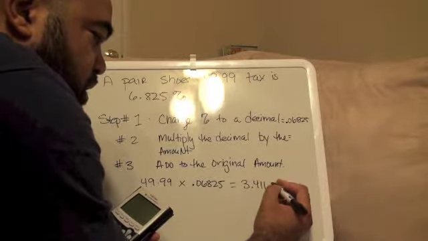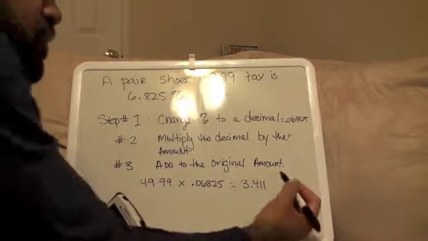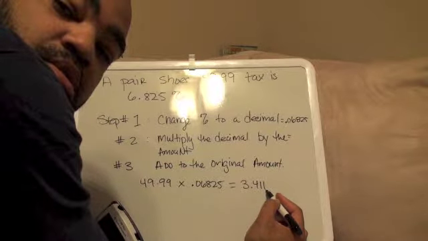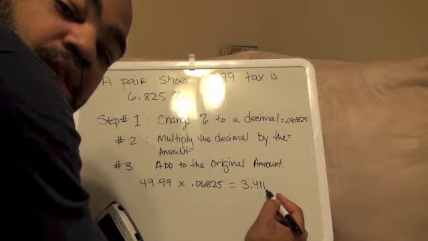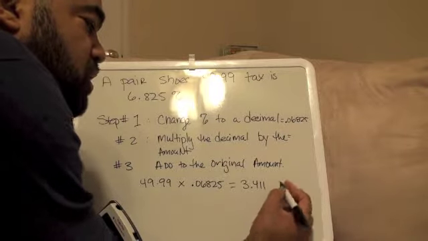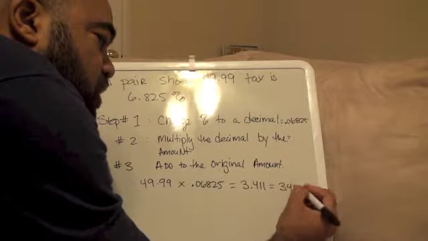I'm stopping at 3.411 because we're dealing with money. So I look at this digit here. Is this number greater than 4, or 4 and smaller? This number is less than 4, so that means I'm just keeping it right there. Get rid of the rest, so I'm just going with 3.41.